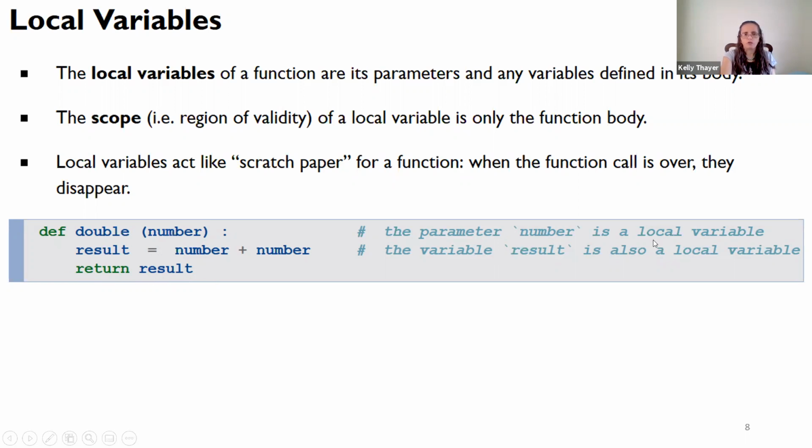So the parameter number is a local variable, and the variable result is also a local variable. It's just that result is not also a parameter. So number is both a parameter and a local variable, neither of which exists once the program ends. And this calls our attention to this return statement, which is sending that value out. So it's not, in fact, actually remembering what result equals. What it is doing is it is returning the value associated with result.